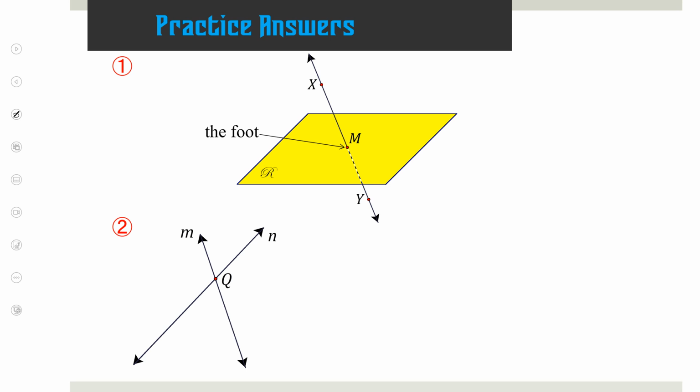Now notice I labeled the plane in the lower corner with that fancy script R. I've got 2 points on the line, X and Y, labeled with capital letters. And because the point of intersection between the line and the plane is a point, it's labeled with a capital letter.